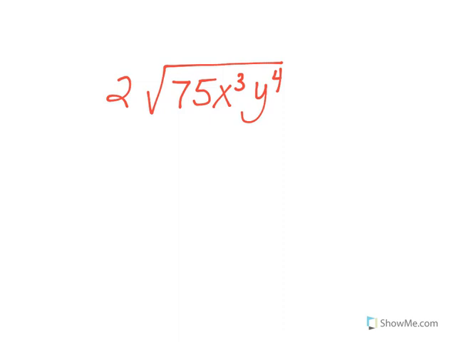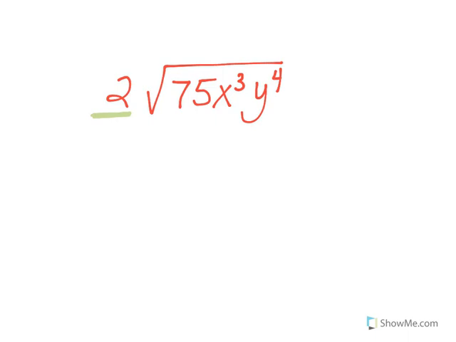Okay, for my next example, I have 2 square roots of 75x to the third and y to the fourth. So I know that this is my coefficient that I'm going to have to multiply at the very end. So anything that's on the outside at the very end, I'm still going to have to multiply. So I'm actually going to go ahead and underline this so that I remember to multiply it.